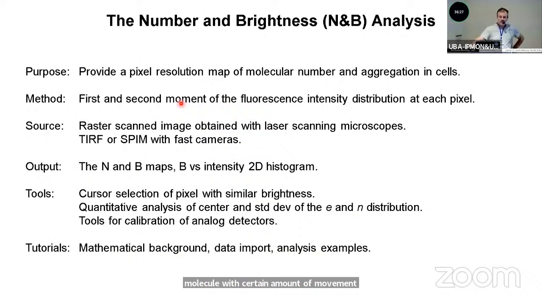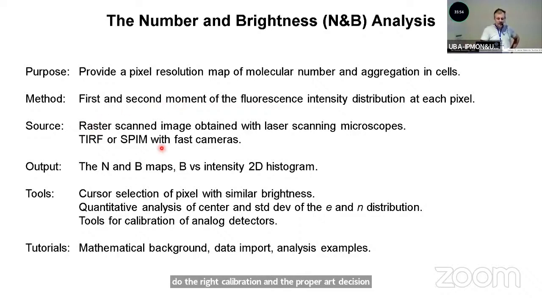So the purpose of number and brightness is to provide a pixel-resolution map of molecular number and aggregation in the cell. The method is based on the measurement of the first and second moment of the fluorescence intensity distribution. We will learn in a minute how it does that. And it can be used in a confocal microscope, so a raster scan microscope, in a two-photon microscope, in a TIRF microscope based on a camera, or a light sheet microscope based on a camera, if you do the right calibration and the proper acquisition.